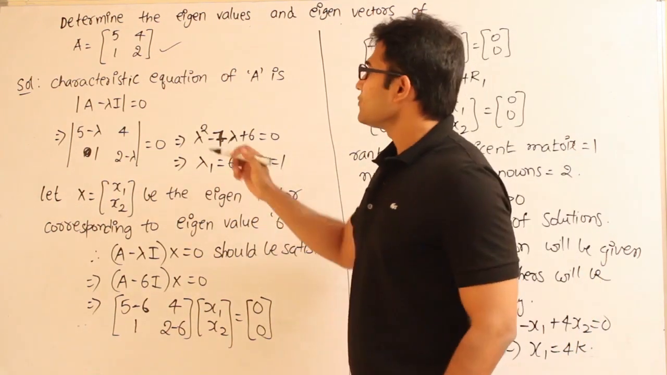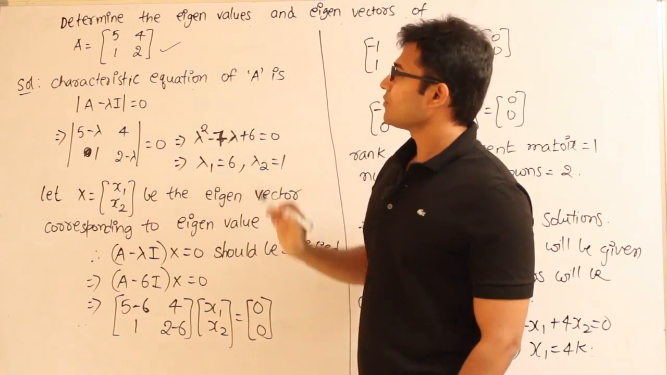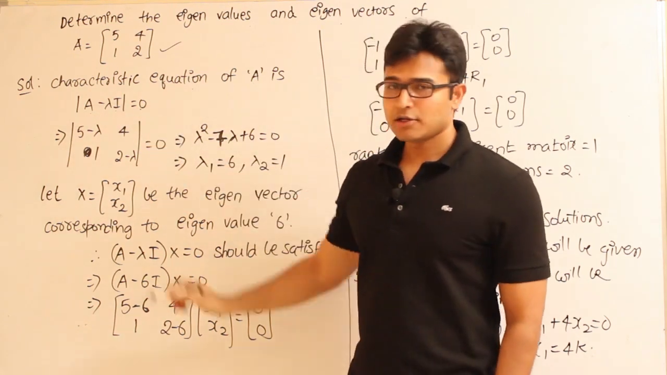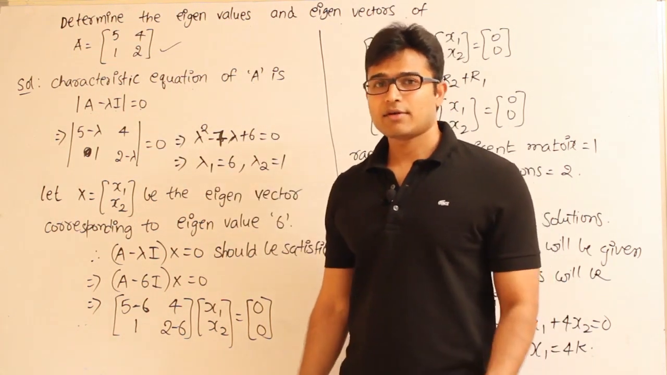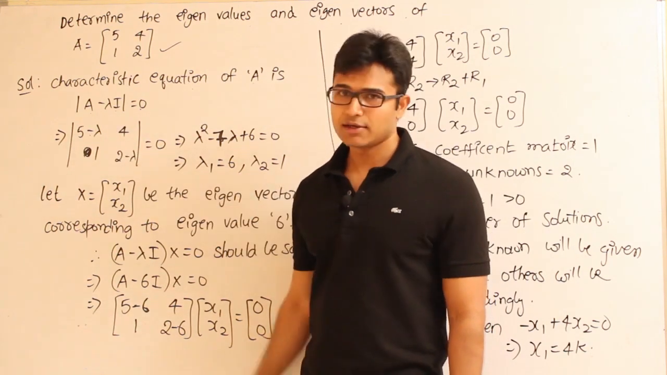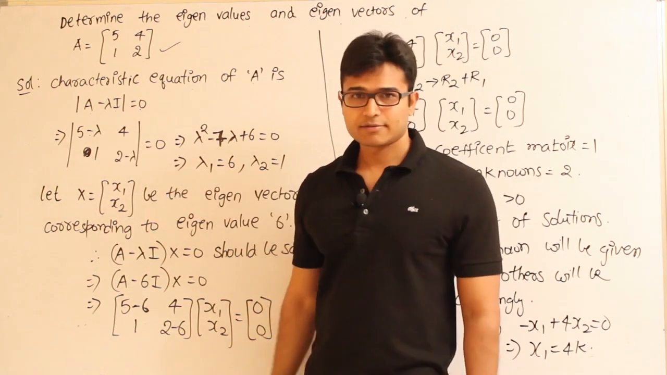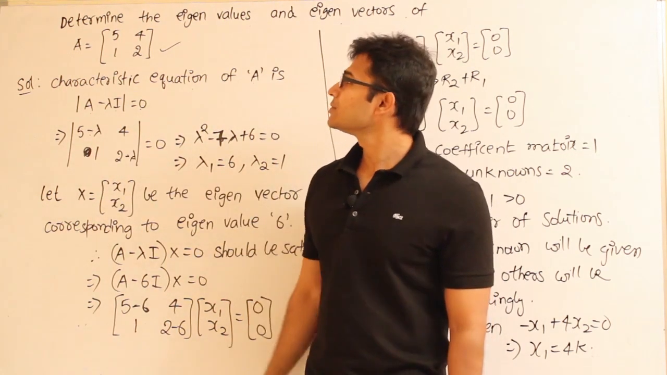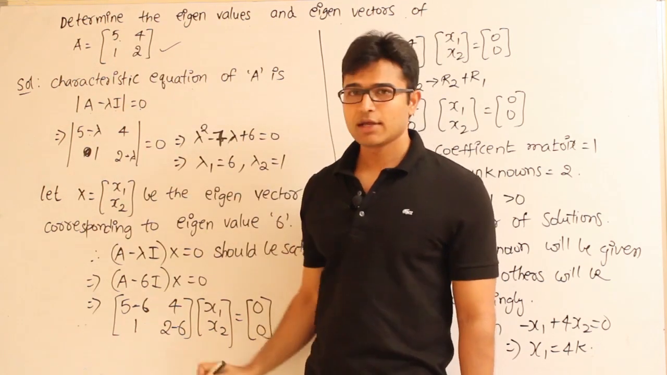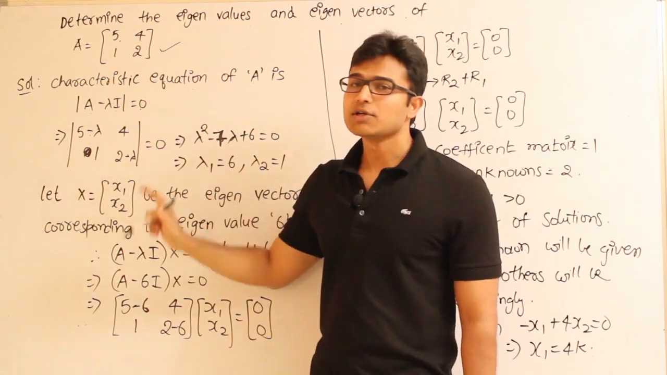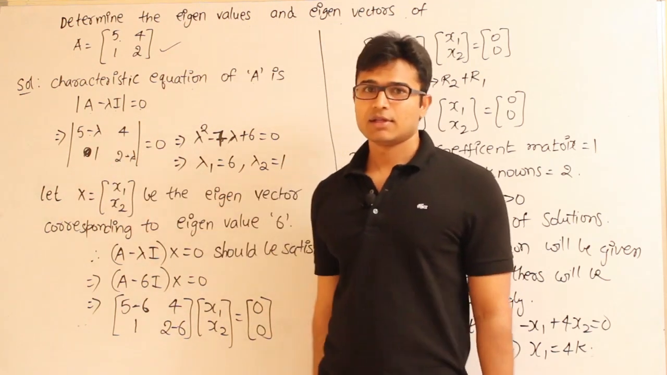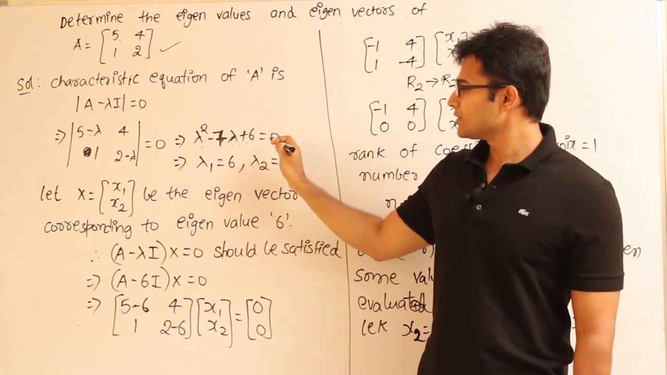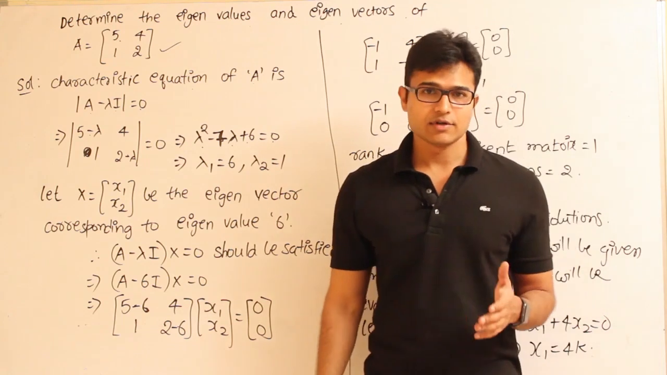Now see this one. First of all, we are supposed to find the characteristic equation of A. What is the characteristic equation? The determinant of A minus lambda has to be equal to 0. So take the matrix A and subtract lambda from the principal diagonal elements. What are the principal diagonal elements here? 5 and 2, right? Then find the determinant and equate it to 0. If you simplify it, we get the equation lambda square minus 7 lambda plus 6 equal to 0. That is the characteristic equation.